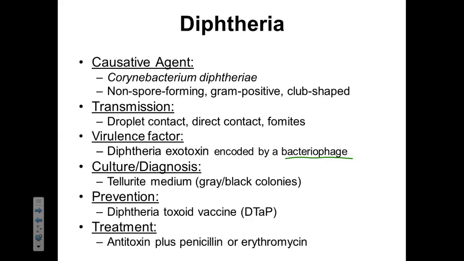To treat an infection of diphtheria or Corynebacterium diphtheriae, we are going to use an antitoxin. So we're going to use some antibodies that are designed specifically to bind to the exotoxin. And we're also going to use some broad spectrum antibiotics, penicillin and erythromycin.